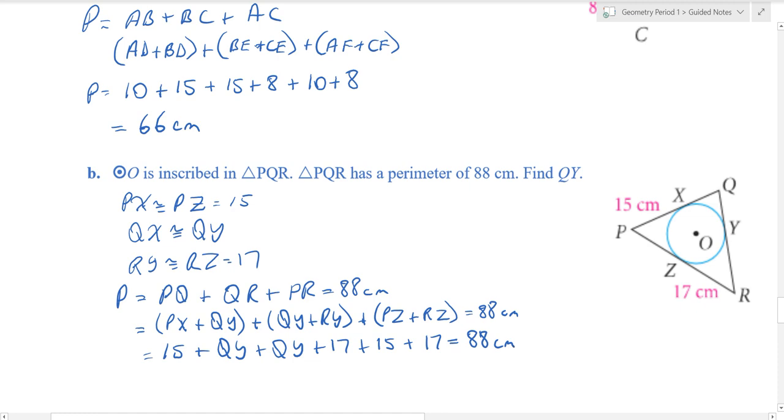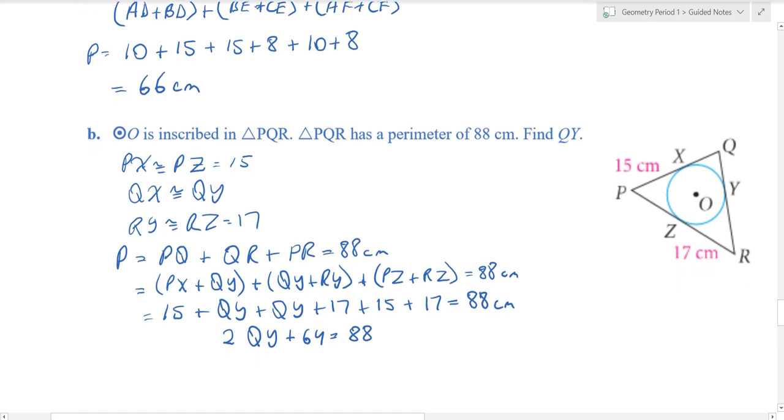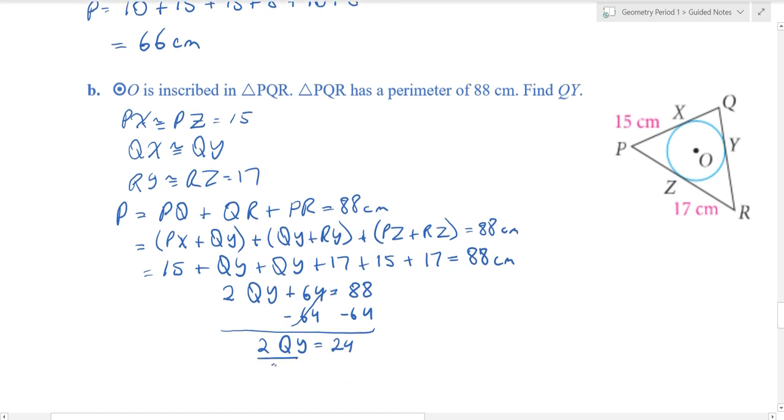So we combine like terms, and we are left with 2QY plus 64 equals 88. Then we subtract 64 from both sides, and we get that 2QY equals 24. Then I divide both sides by 2, and I get that QY, which is what I'm looking for, equals 12. The units here are 12 centimeters. And that's the answer to this problem right there.